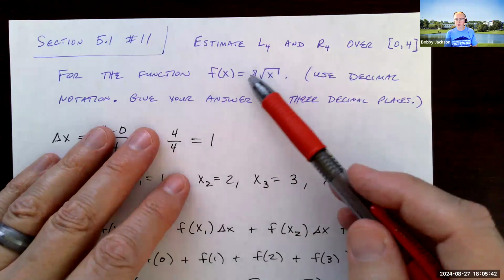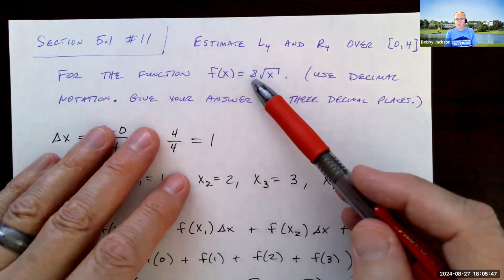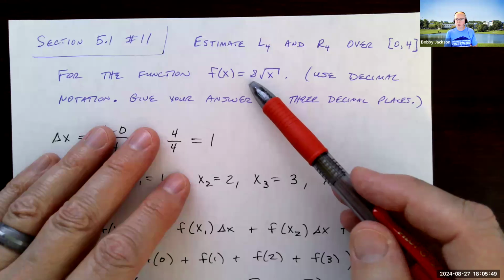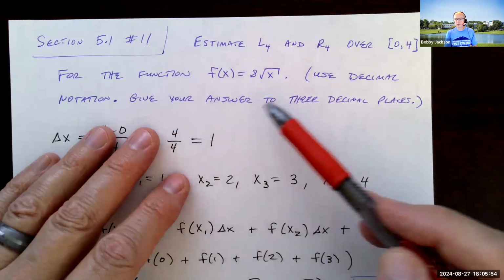Again, your function might be slightly different. Instead of 8, you might have another number, for instance. So very similar, though, to the way we do this. Use the decimal notation and give your answer to 3 decimal places.